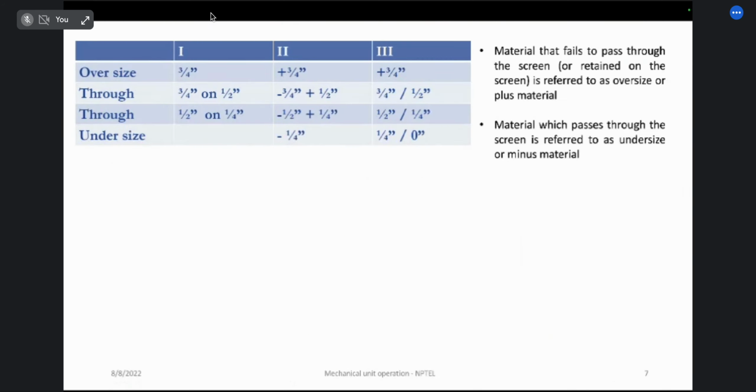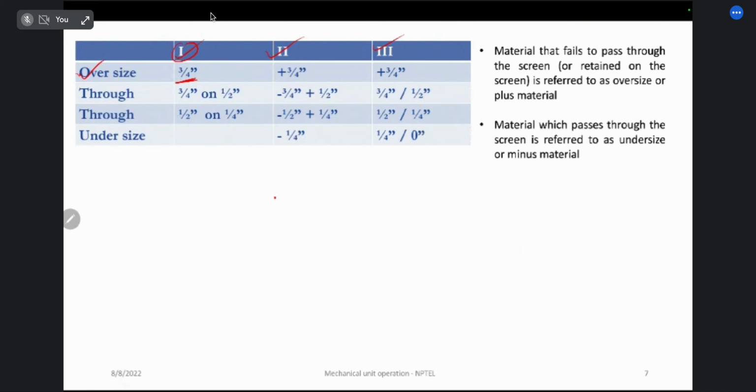Now, how can we represent the screen in the tabulated form? The oversize is the material which does not pass through the screen, and the material which passes through the screen is known as the undersize. If we talk about these three representations, then in the first, if our material is retained on a 3/4 inch mesh or screen size, we just mention that it is on 3/4.